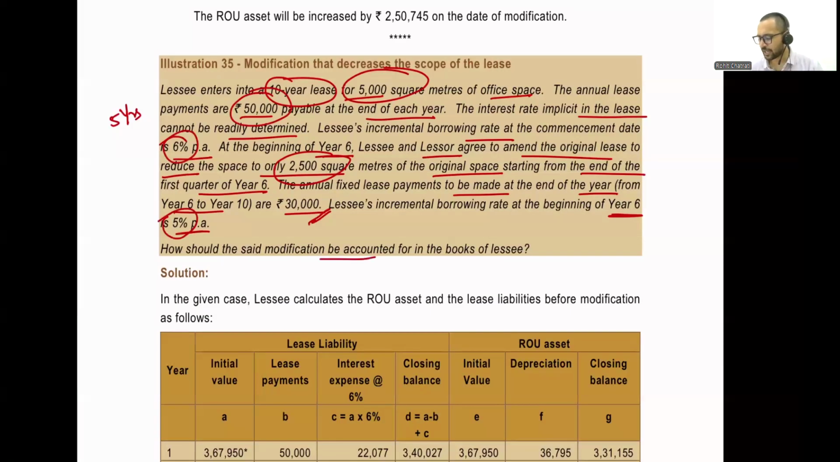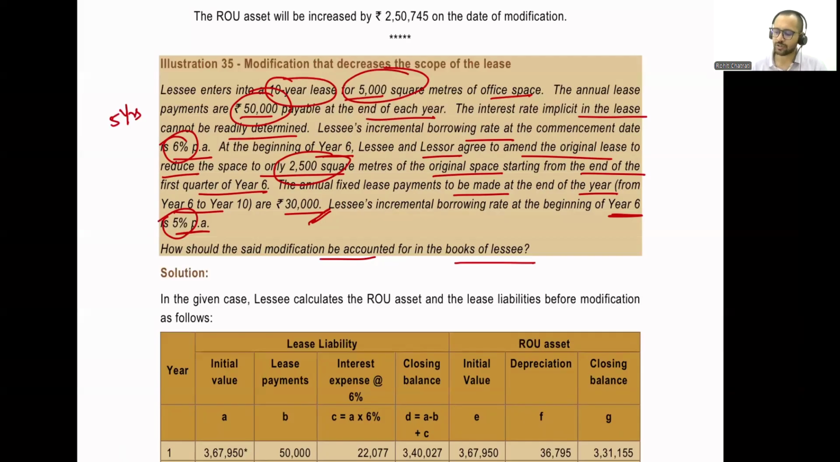How should the modification be accounted for in the books of lessee? Now, this is a case where there's a decrease in the scope of lease. The scope of assets under lease was 5,000 square meters earlier. Now it has come down to 2,500 square meters. So this is a case of decrease in scope of lease. Remember, decrease in lease term and decrease in the scope of lease both have the same accounting, which we are going to see through illustration number 35.